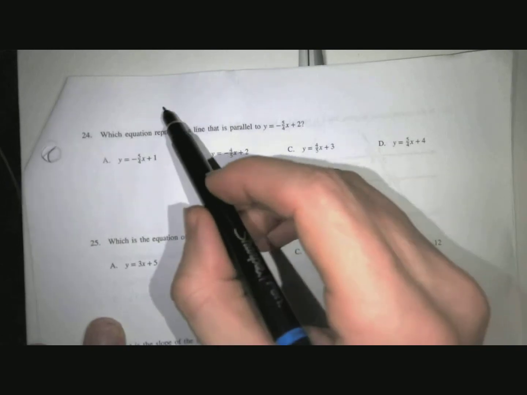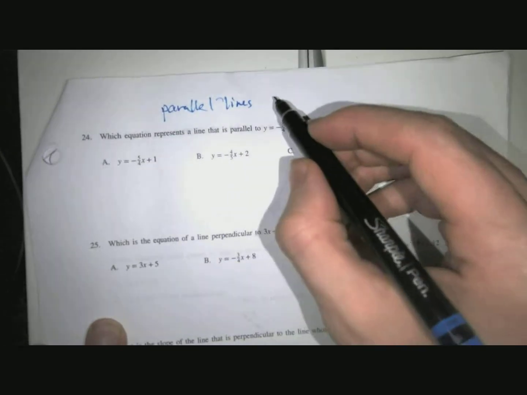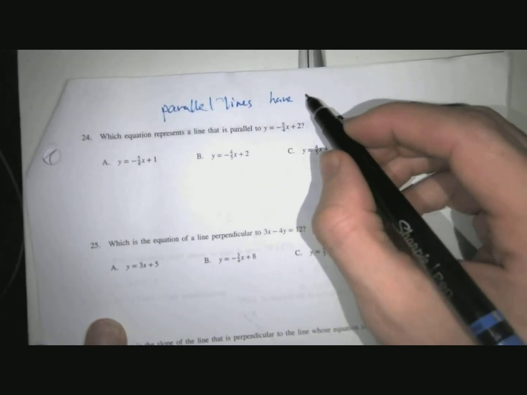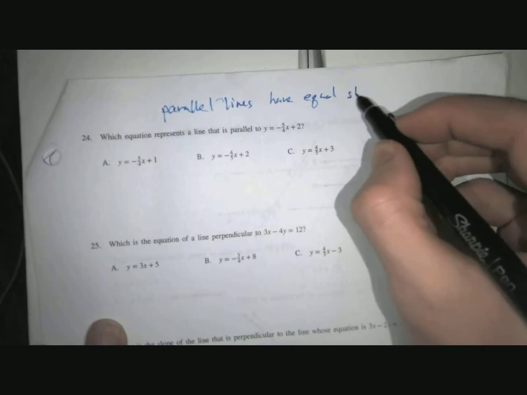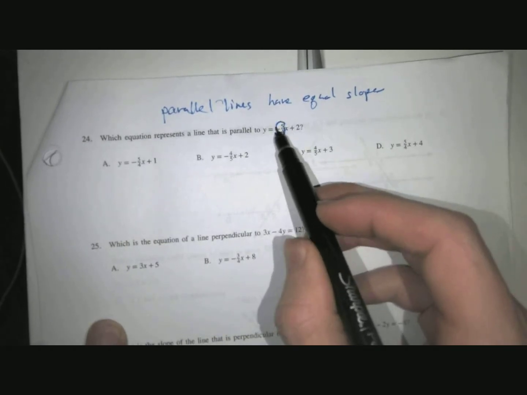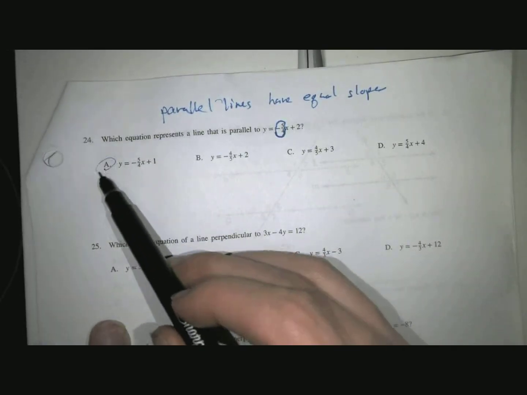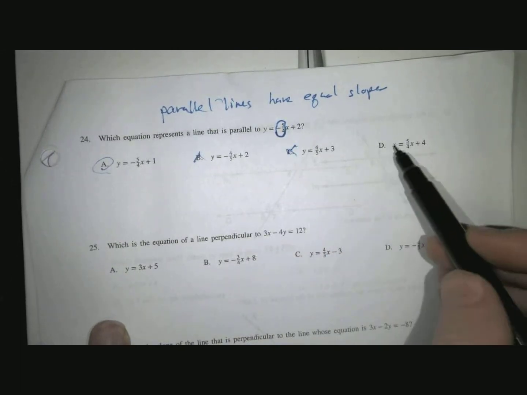Which equation represents a line that is parallel to y equals -5/4 x plus 2? Well, parallel lines have equal slopes. So what's the slope of this line? Well, the slope of this line is -5 over 4. So if a line is parallel, it needs to have the same slope. So I need a slope of -5 over 4. This one has -5 over 4. This one doesn't. This one doesn't. This one doesn't.